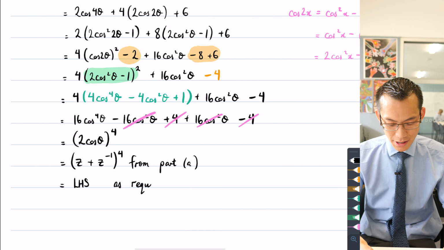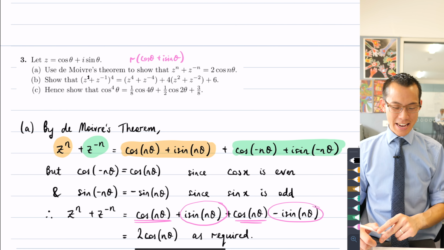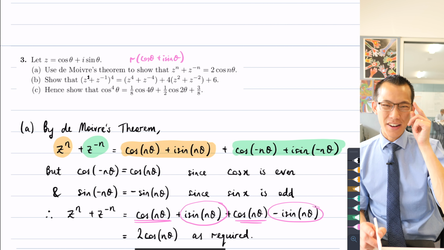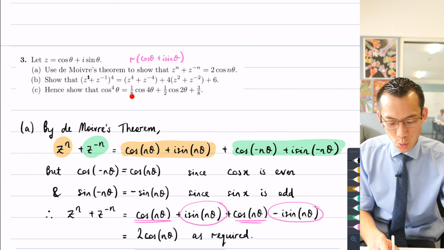All right, so I'm feeling good. I've got part B and part A in my pocket. Now I just have to finish out with part C. Show that cos to the power of 4 theta equals this.